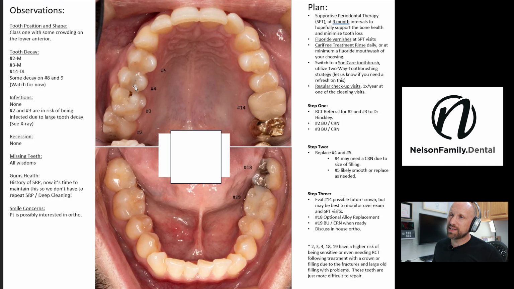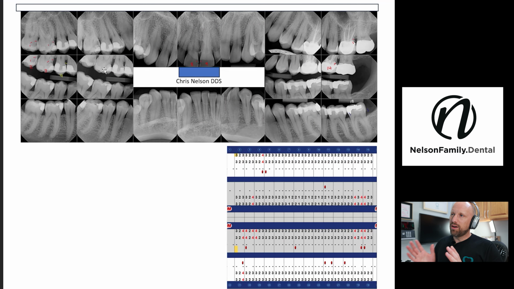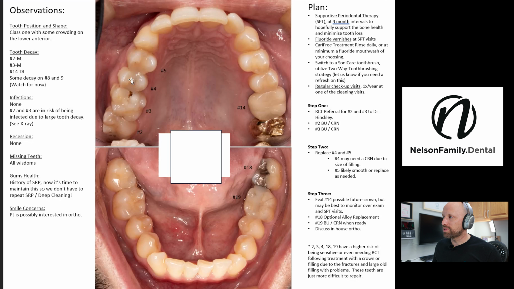Also, step 2, replace number 4 and 5. Number 4 has a really bad step on one side of the filling. It also has a really not great shape. I don't love that filling, and I'm telling the patient that, look, that filling is huge. It probably needs a crown by dental school standards, and so I'm going to propose that. We'll talk about the pros and cons when we meet.